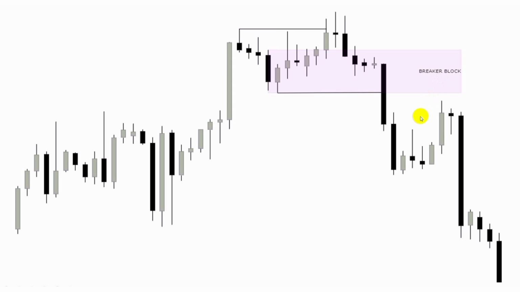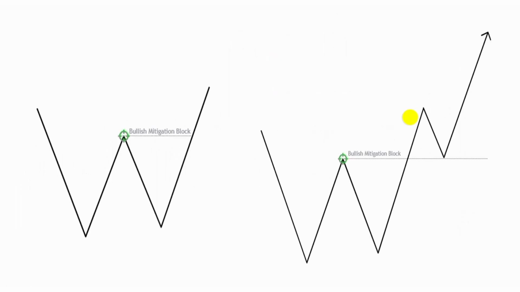So we're going to look at the mitigation blocks. The mitigation blocks are also a form of order blocks that get violated. So what we can see, the difference between the breakout block and the mitigation block is that the mitigation block does not actually take out the previous low points, in the condition of a bullish mitigation block.